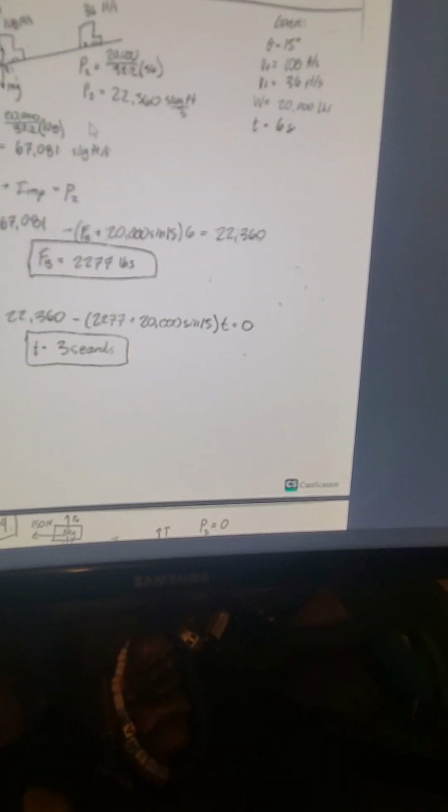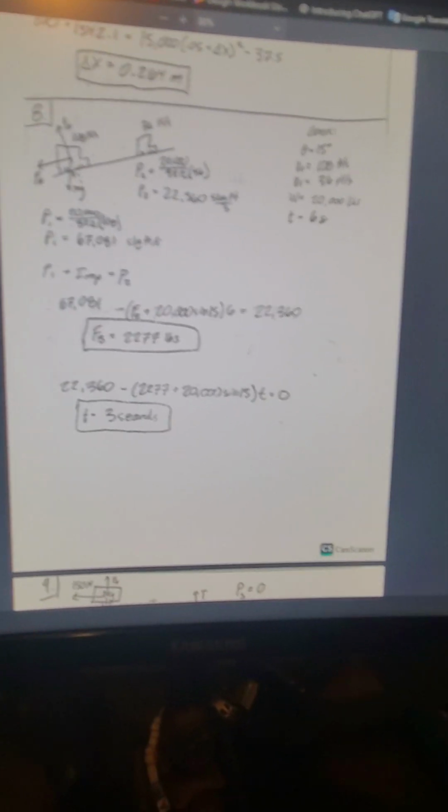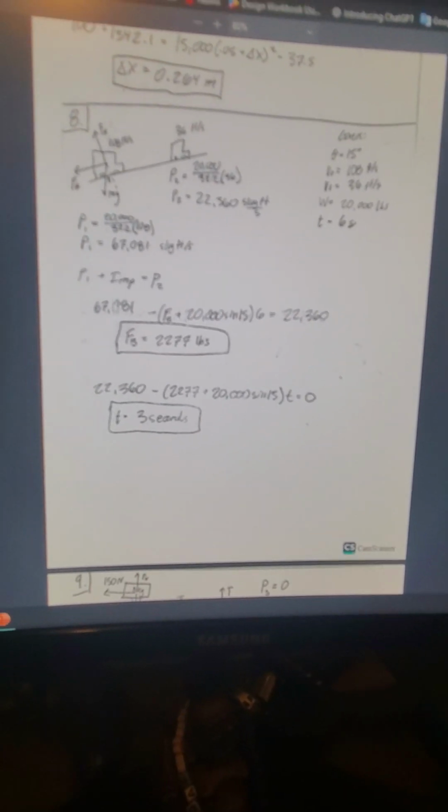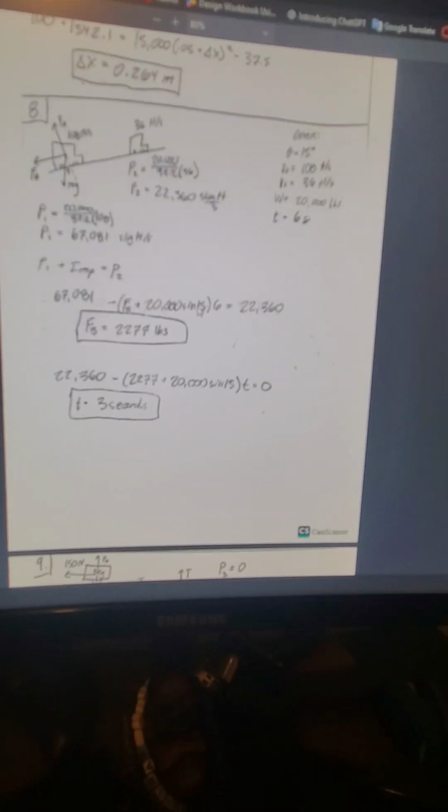For 8, this one's the truck on the hill. What are we solving for here? The braking force, time required for the truck to stop. So I basically just calculated the momentum of the truck initially, finally. Pretty simple. You can just solve for the impulse that way. So the impulse is the net force times the time. And it gives you the time.